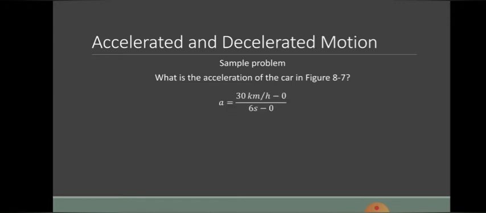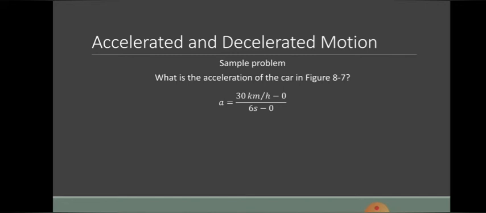So, in problem solving, we use this formula like this. Please refer to page 154 of your book. There is figure 8-7. You see the motion of an accelerating car. The car is gradually speeding up in its movement. Okay. Now, acceleration is equal to the velocity final minus the velocity initial.